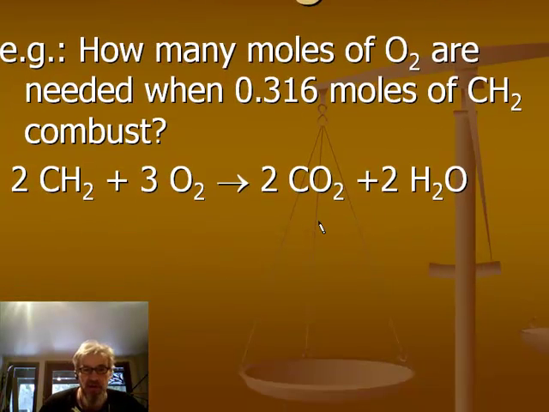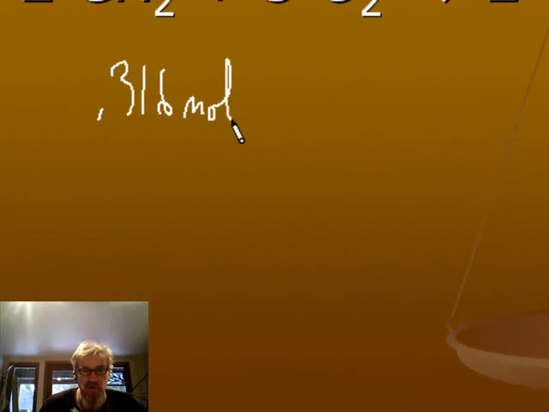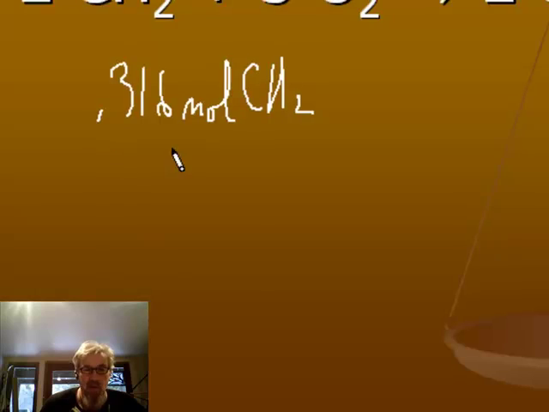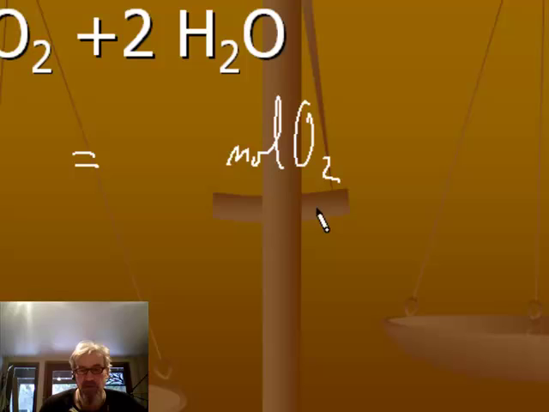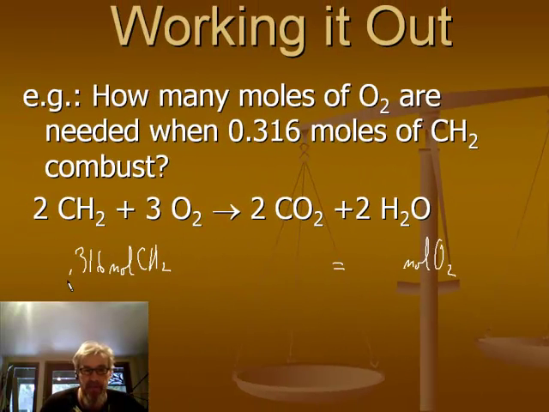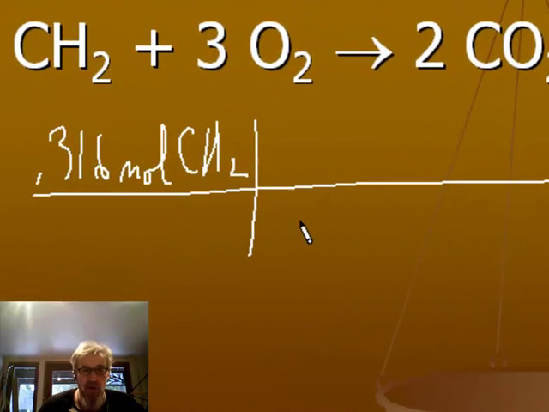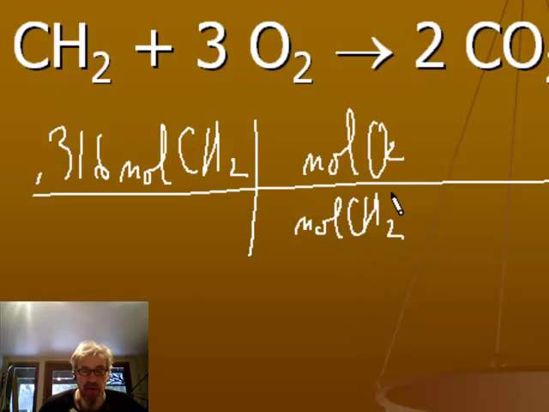Well, here's your answer. This is the same equation that we had in the last example, but it's a different question. I'm given this information. 0.316 moles of CH2 are going to combust. What I want to know over here is how many moles of oxygen will be required to do that. Well, the conversion factor is a mole ratio, a stoichiometric equivalence. I know I want moles of CH2 to cancel, so I put that down here. I know my answer is supposed to have moles of O2 in it, so I'll put that up here so it appears in my answer.